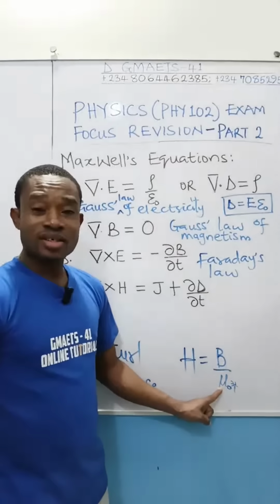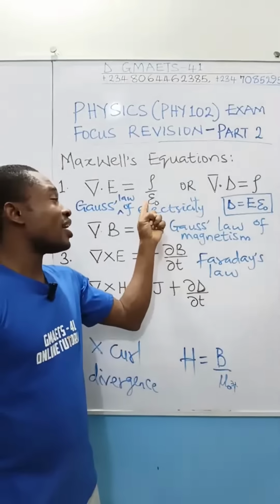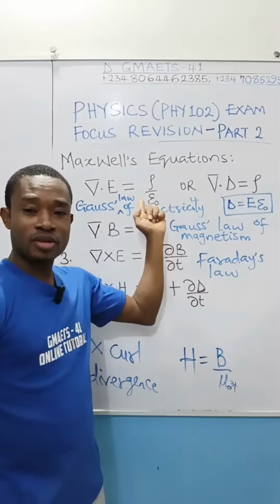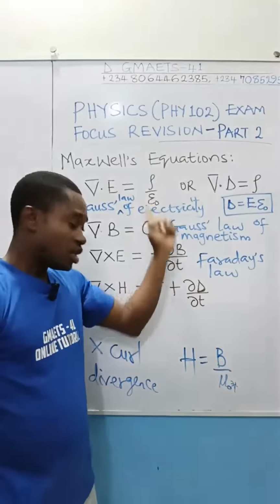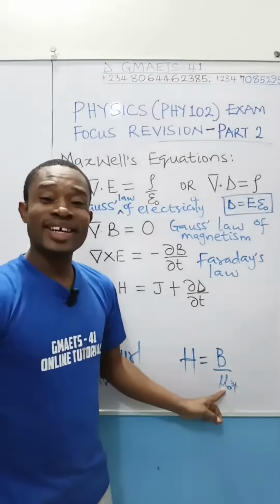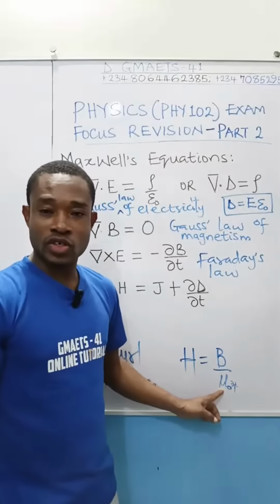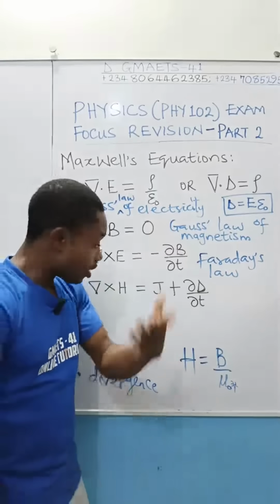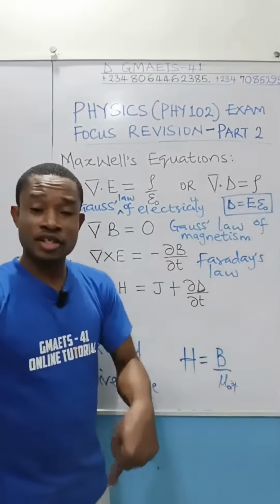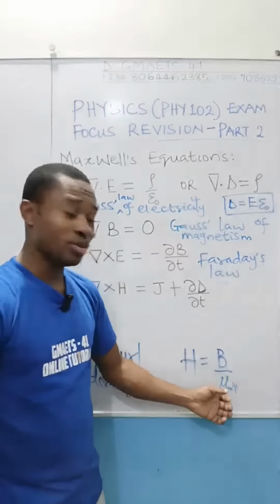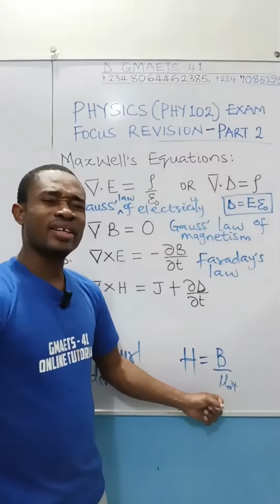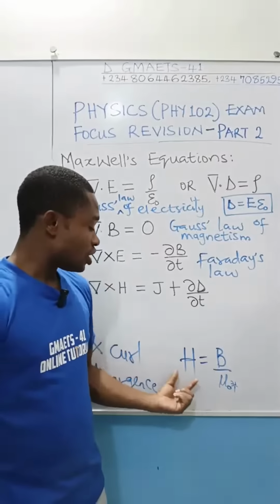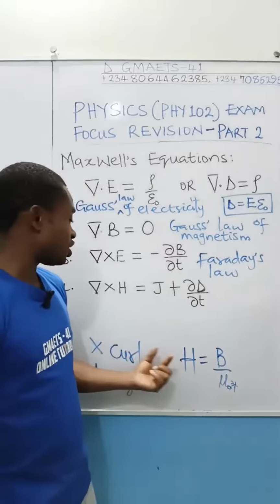This guy is a constant, just like you have the permittivity of free space under electric field. This one is the magnetic permeability constant, simply the permeability of free space. Under magnetic field, you meet it in this channel, right? So it's nothing new. It has a value of 4 pi times 10 to the power of minus 7 Henry per meter. So this is the magnetic field intensity, this H.